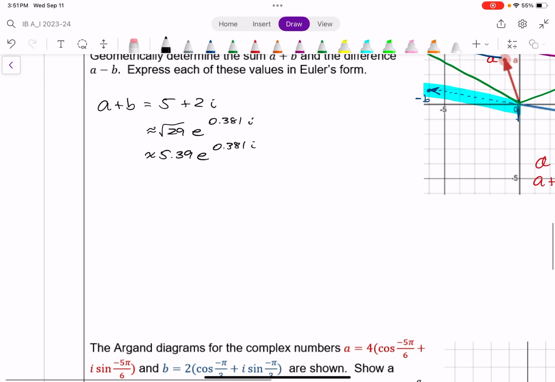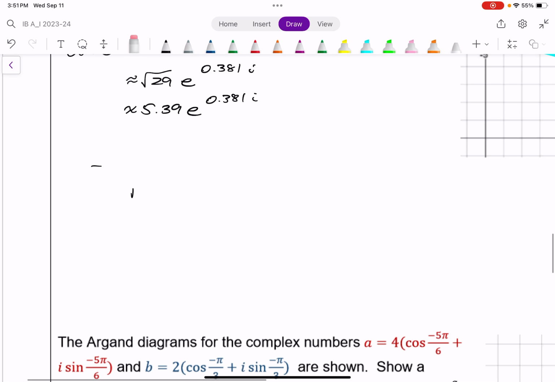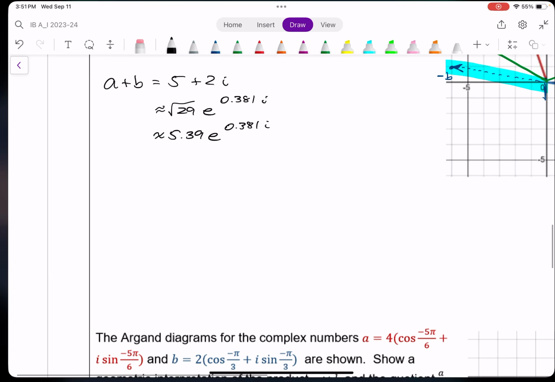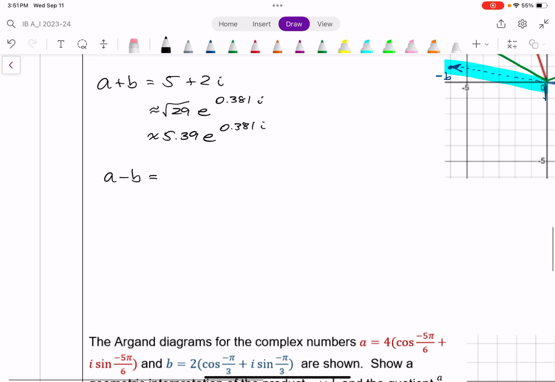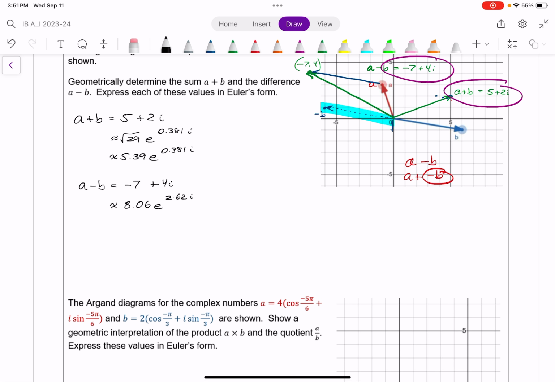That's it. And similarly, A minus B in Cartesian form is exactly negative 7 plus 4i. Euler form, I'll just go right to the decimal approximation, approximately 8.06 e to the 2.62i. And we will later on in the course focus on vectors more, and this idea of adding and subtracting vectors like this we'll see more. So the more we understand this now, the easier later parts of the course become.